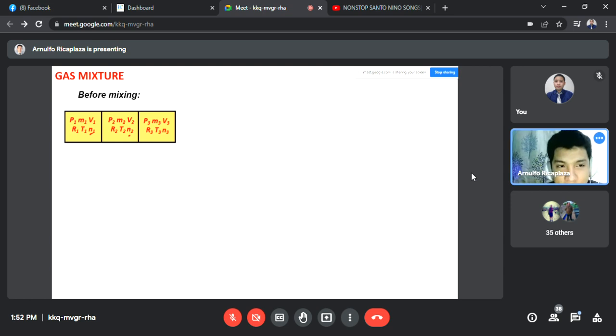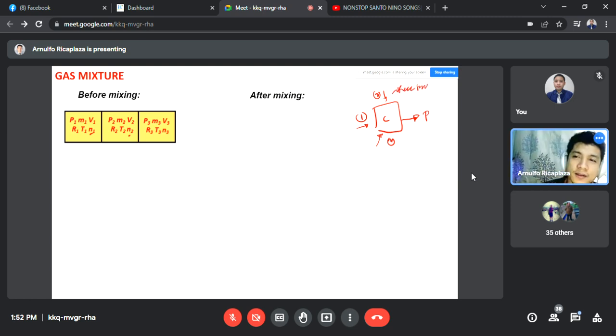After mixing the three, if it is in a chamber, for example, if this is a chamber, here is 1, 2, and 3, where we mix them. Of course, we get what is called the product. In combustion, these are our reactants, and these are our products.